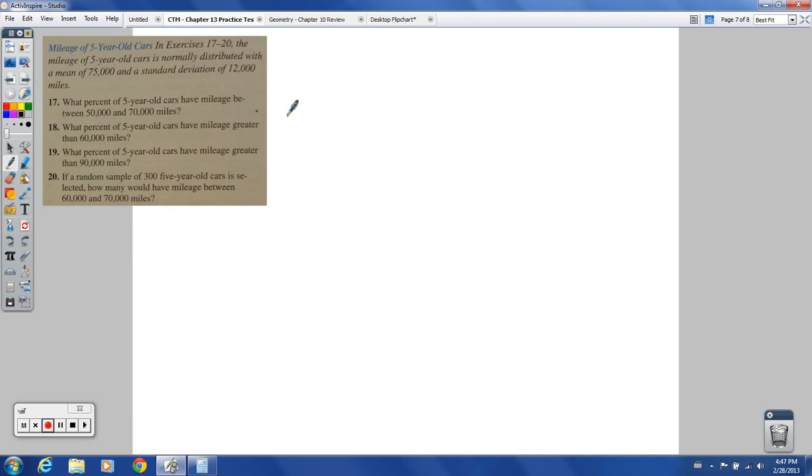17 through 20. We're going to use the mileage of 5-year-old cars is normally distributed with a mean of 75,000 and a standard deviation of 12,000 miles. Okay.